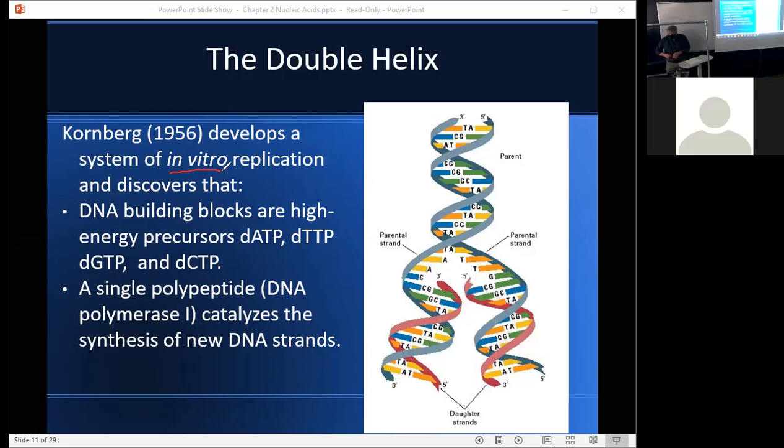Okay. Also, a single polypeptide, DNA polymerase 1, catalyzes the synthesis of new DNA strands. He discovered there are actually many different DNA polymerases, but Kornberg also discovered the enzyme DNA polymerase 1.